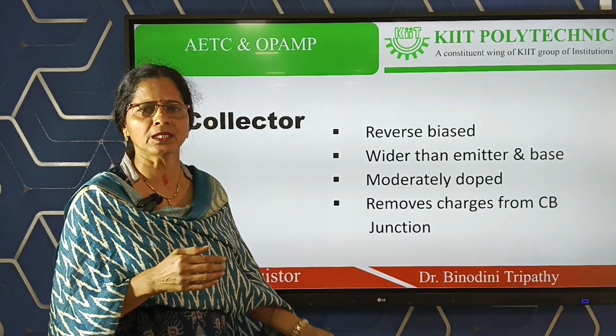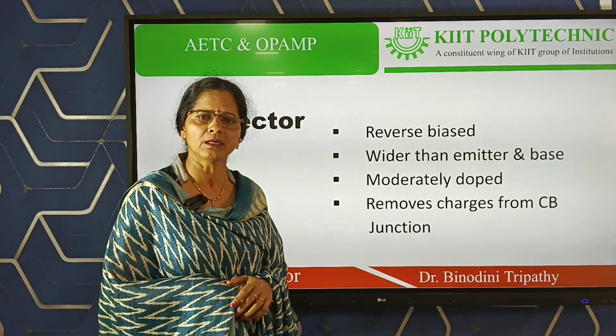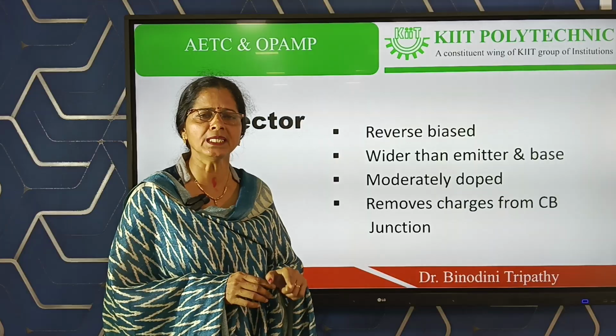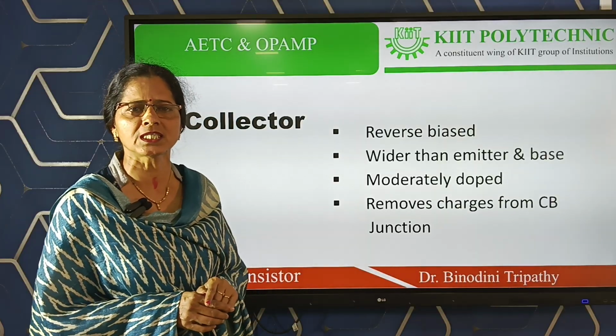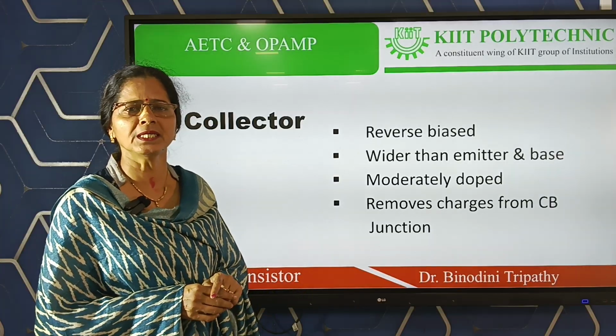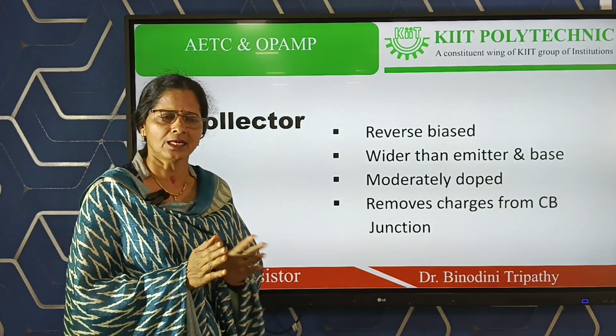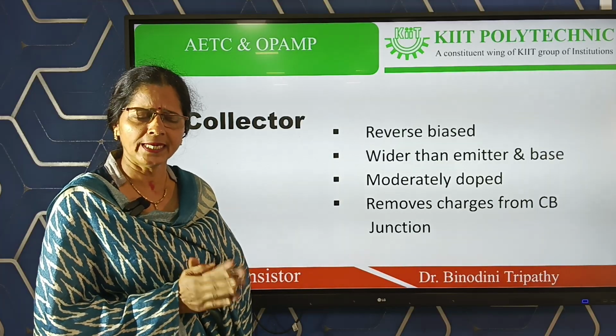Similarly, in this case, we have three layers: emitter, base, and collector. While we are constructing the emitter, it is heavily doped, meaning we are adding a larger number of impurities, and thus charge carriers, as compared to base and collector. Similarly, the base is lightly doped.